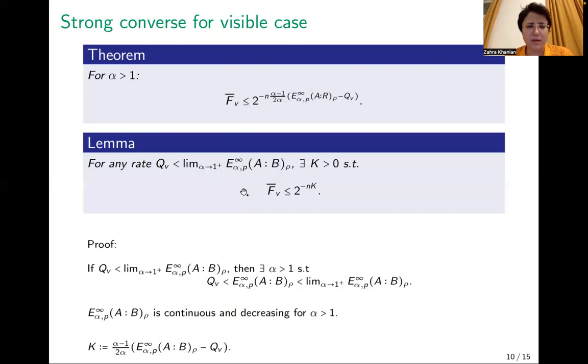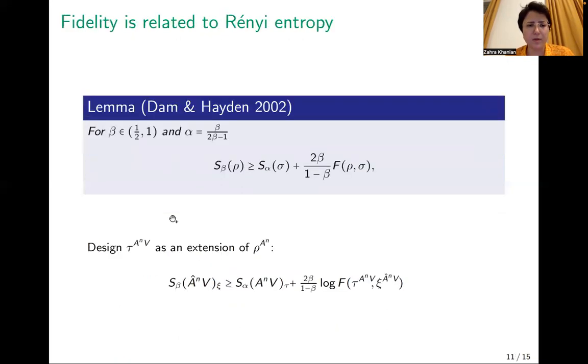However, we can still obtain this bound, and if it is continuous, then we are completely done with showing the strong converse for the visible compression. So I thought maybe it's a good idea to give some hints about how I prove this theorem.